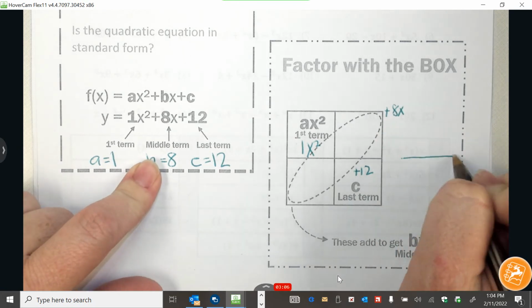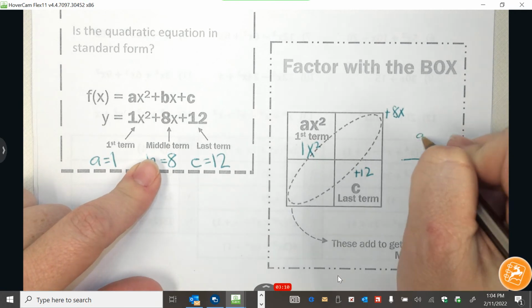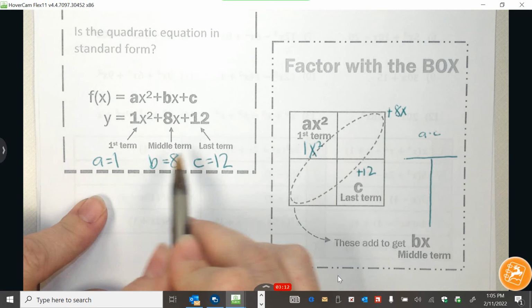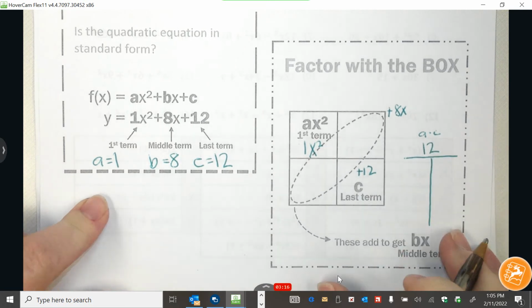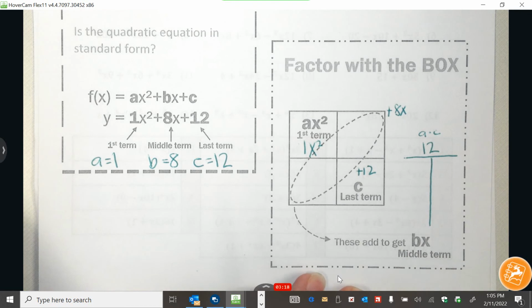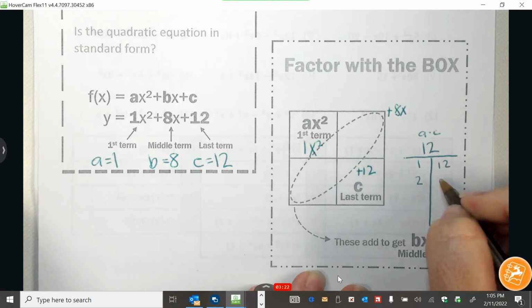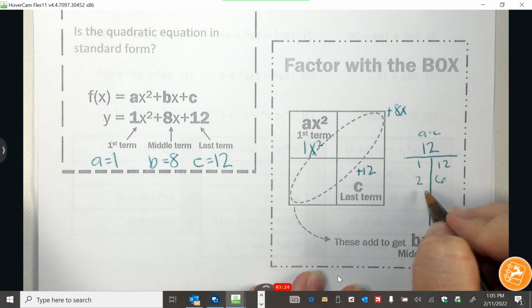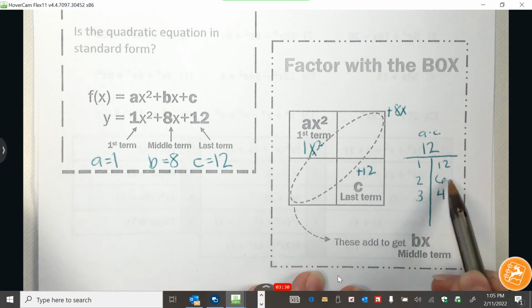So the secret is you build a t-chart and you have to do A times C. What's 1 times 12? What are factors of 12? 1 and 12. Does 2 go into 12? 6 times. Does 3? 4 times. And now there's 4, so I don't need to keep going. Do any of these add up to 8?